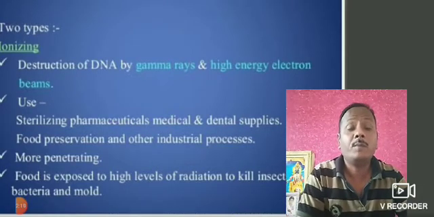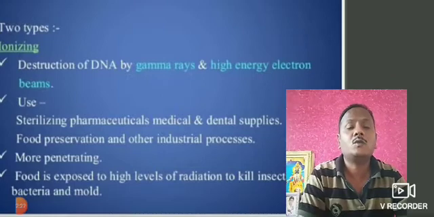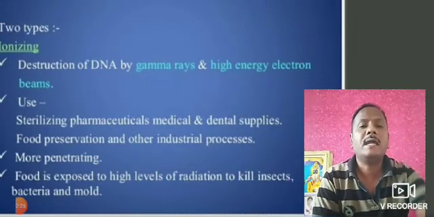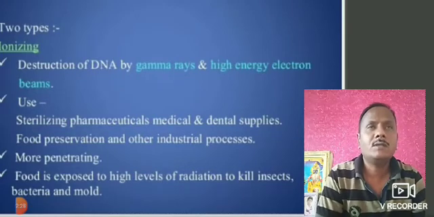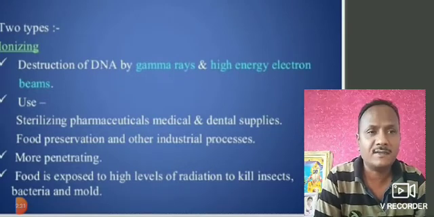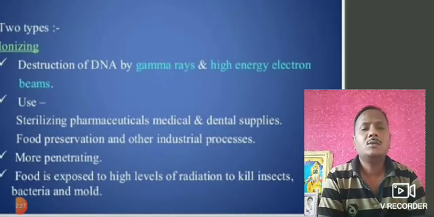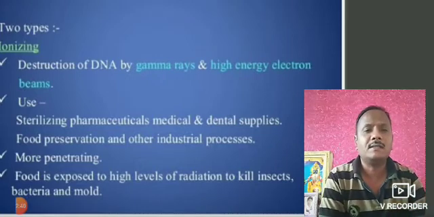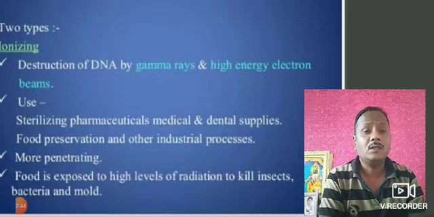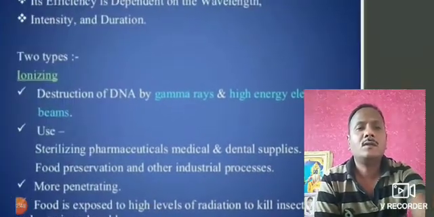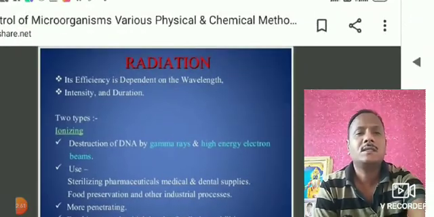If they are more penetrating, food is exposed to high levels of radiation to kill insects, bacteria, and molds. It means that whatever microorganisms are present on the surfaces, outside or inside the food materials or any other parts, due to the exposure of such materials, the radiations are very effective. They kill the insects, bacteria, and molds, and the food material becomes safe.